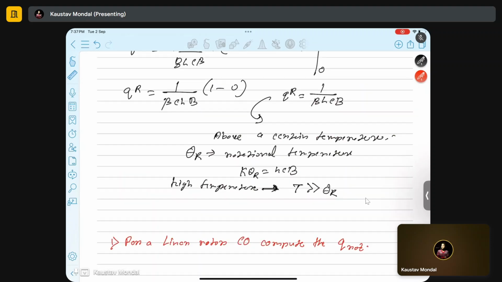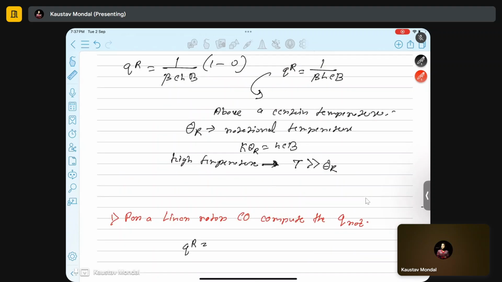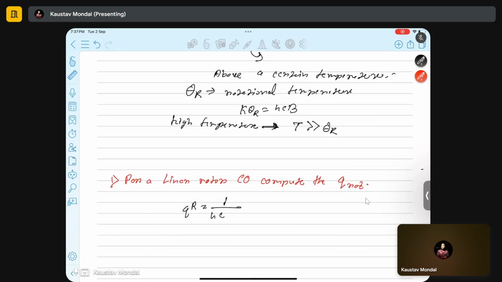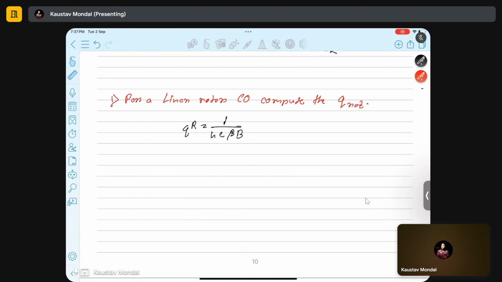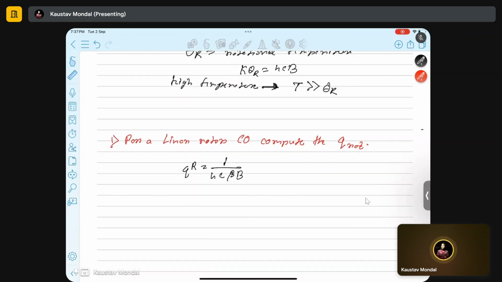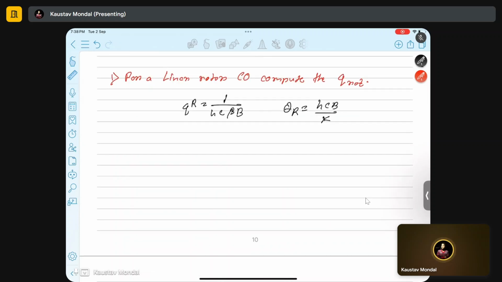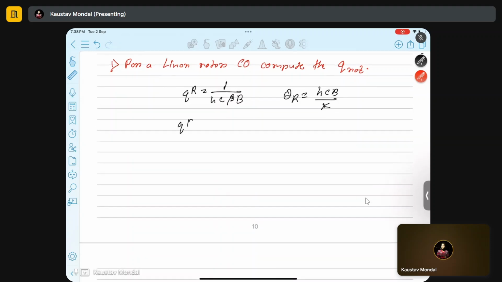We know the expression of Q_R is 1 by HC beta B. Now I've defined a rotational temperature, theta_R equal to HCB by K. If you substitute it here, then Q_R in terms of rotational temperature will become, with beta equal to 1 by K_B T, Q_R equal to T by sigma theta_R.